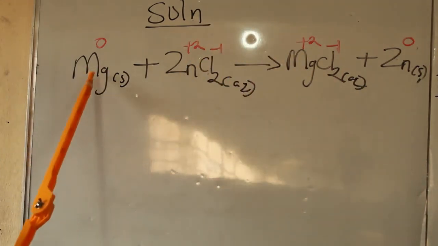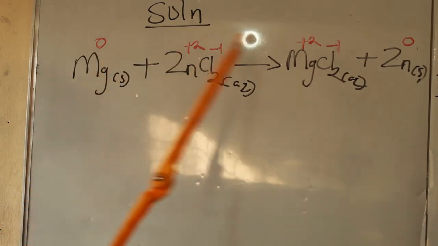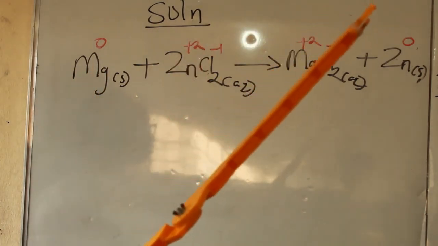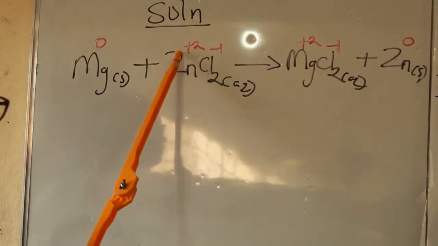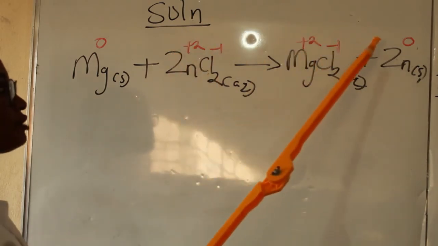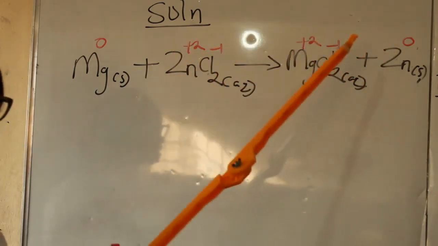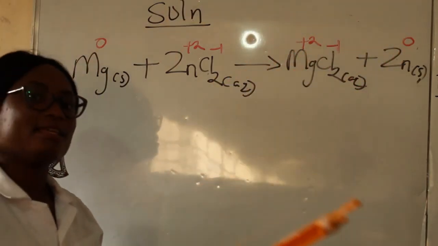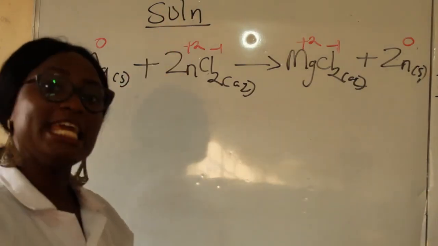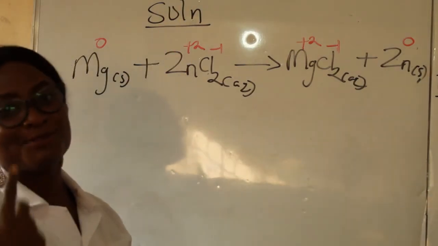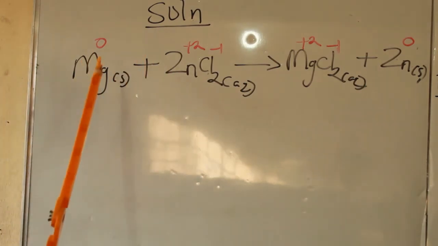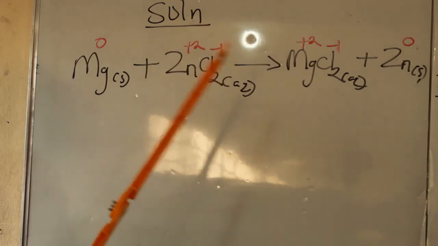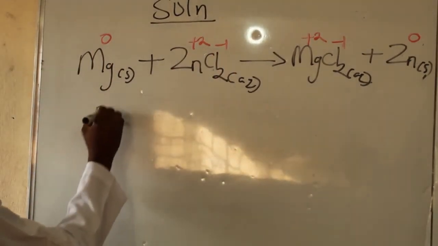Magnesium moved from 0 to +2. It means there is an increase in the oxidation number. Zinc here moved from +2 to 0. It means there is a decrease in oxidation number. Now let me remind you again that oxidation is the increase in the oxidation number. Since the oxidation number increases, it means this element is the one undergoing oxidation. So you bring down this.